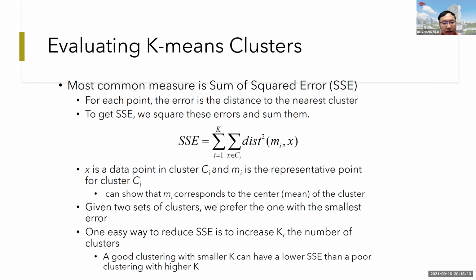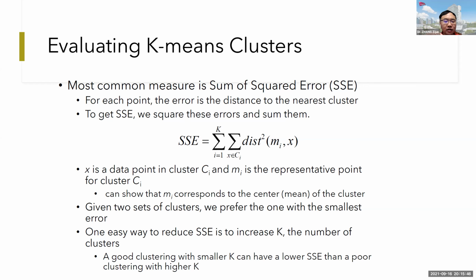And given two sets of clusters, so if different clustering algorithms produce different cluster results, that means two sets of clusters, we prefer the one with the smallest error, that means the smallest SSE. So if the algorithms produce different sets of clusters, we prefer the one which results in the lower SSE.